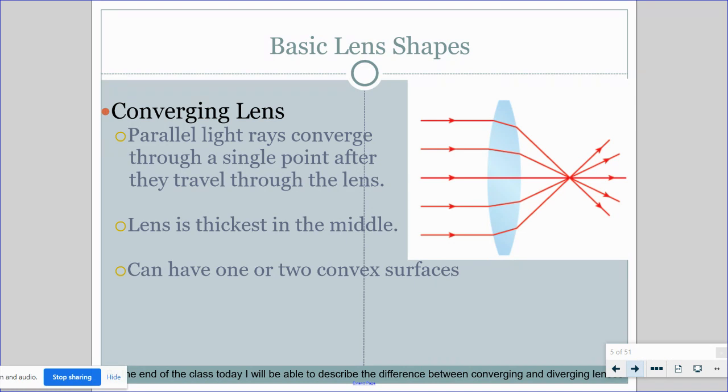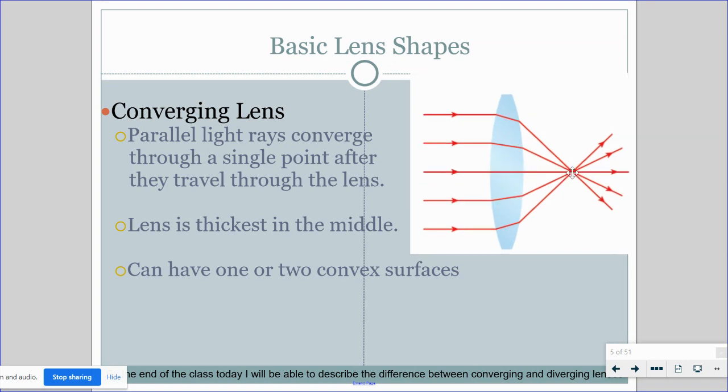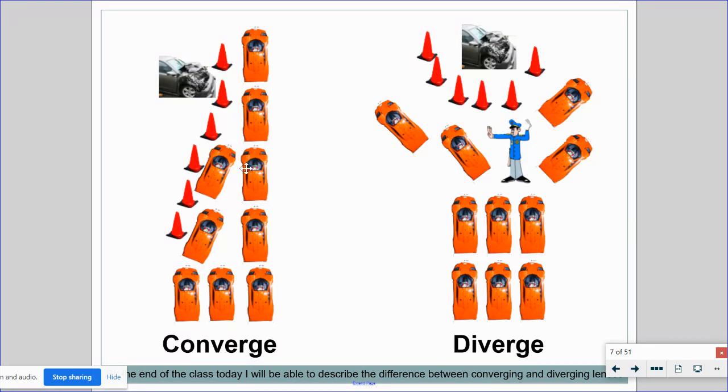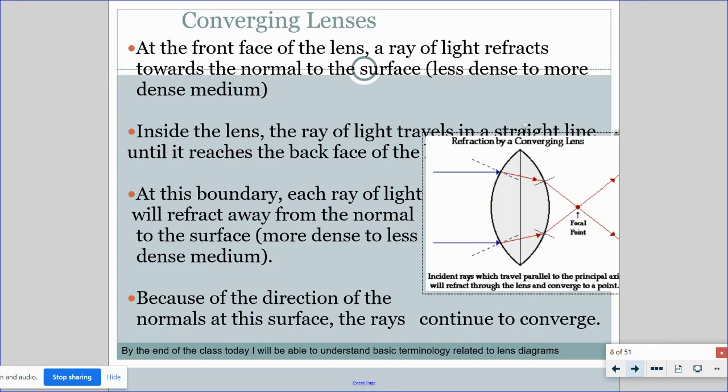So a converging lens, the incident rays come in, and when they refract through the medium, they all meet at one central location. It is always thickest in the middle, and you can have two convex surfaces, or you could have a convex concave, as long as it's thicker in the middle. Diverging lenses, the rays come in and then refract away from each other, forming parallel lines, and it's always thickest on the edges and thinnest in the middle. So converging, they all meet at one point. Diverging, they all spread out and go in different directions.